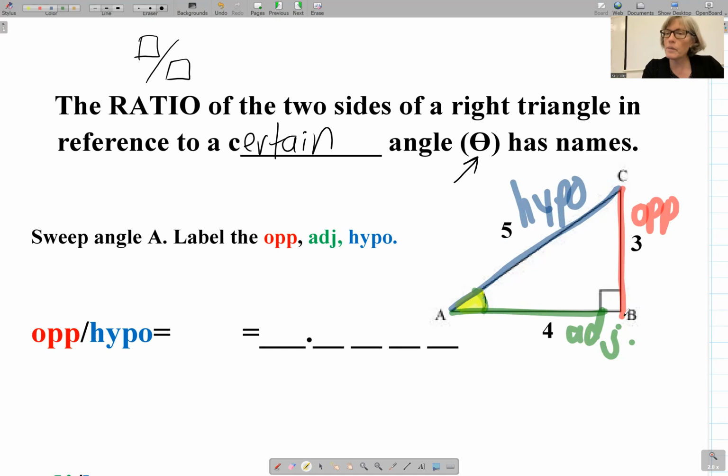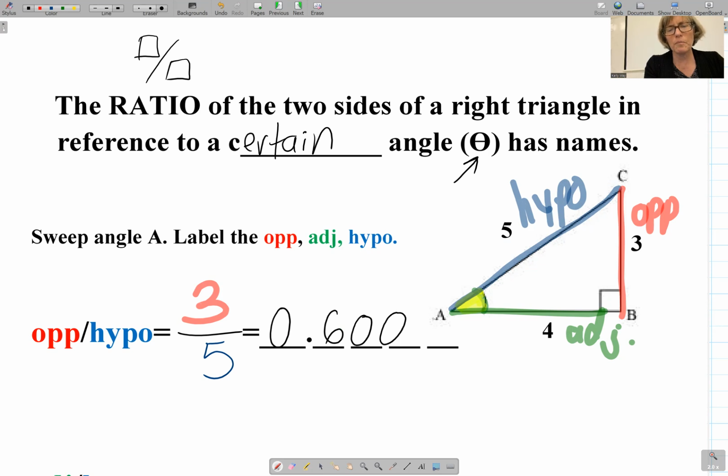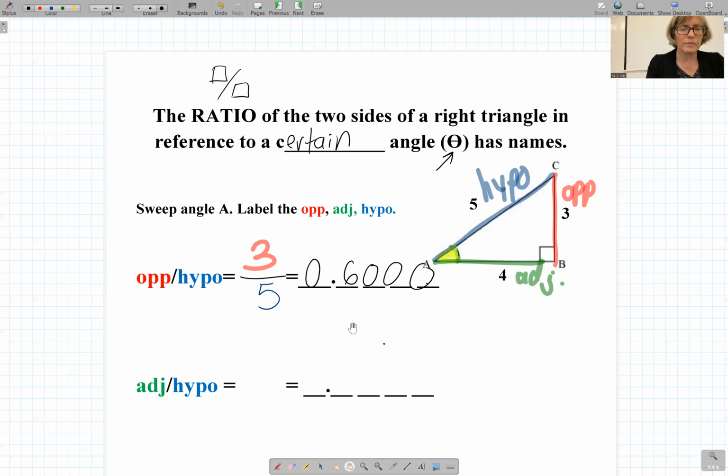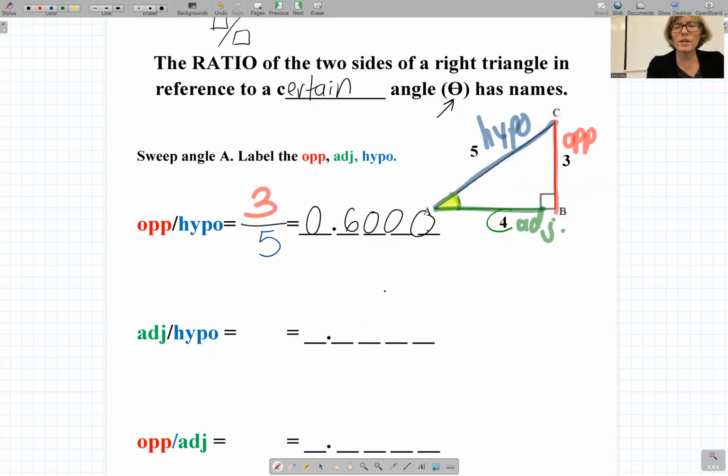Now we're going to make fractions and turn them into decimals. So in this case, our opposite is going to be the number 3 over our hypo, which is 5. 1/5 of a dollar is 20 cents, so 3/5 is 60. So our opposite over hypo ratio in this triangle, in reference to angle A, is 0.6. Let's keep going here. Our adjacent, in this case, is 4 over our hypo, which is 5. So 1/5 is 20, so 4/5 is going to be 80.